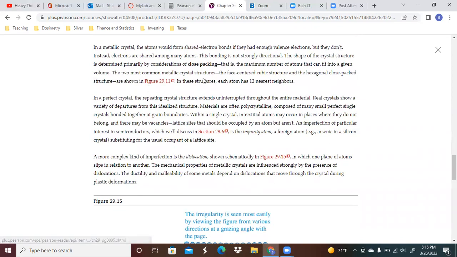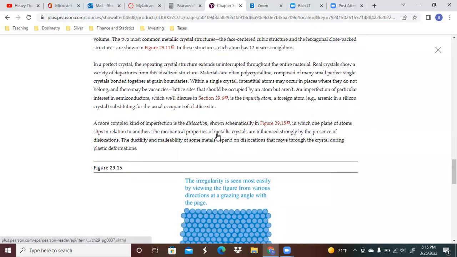The two most common metallic structures, the face-centered cubic and the hexagonal close-packed structure, are shown in figure 29.11. In these structures, each atom has 12 nearest neighbors.